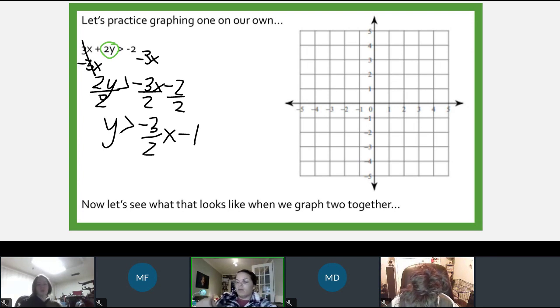Now that I've got step 1 done, I go to step 2, which is to graph using the slope and the y-intercept. So I'm going to plot the y-intercept, which is at negative 1. And then I'm going to use my slope, which is negative 3 halves. So down 3 to the right 2. And then I can also go up 3 and to the left 2.